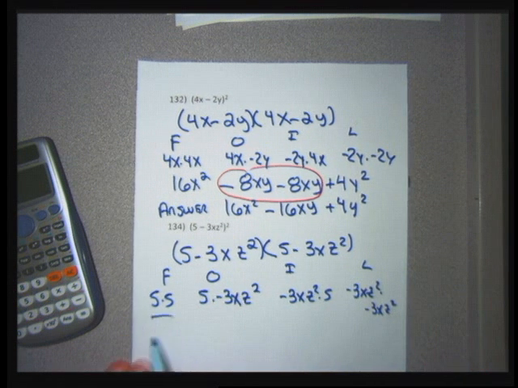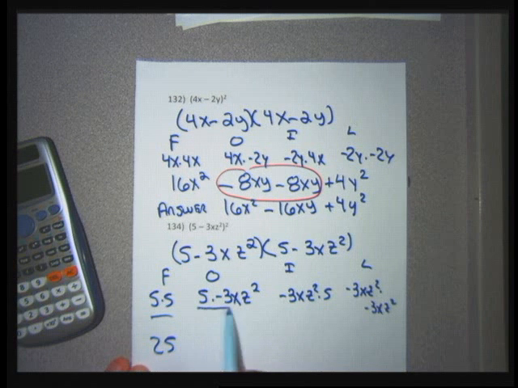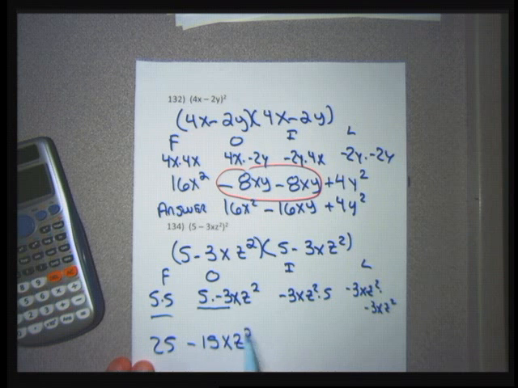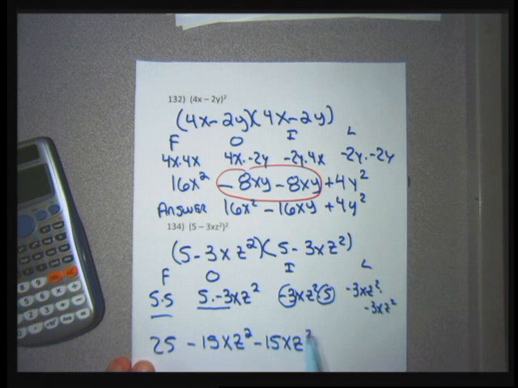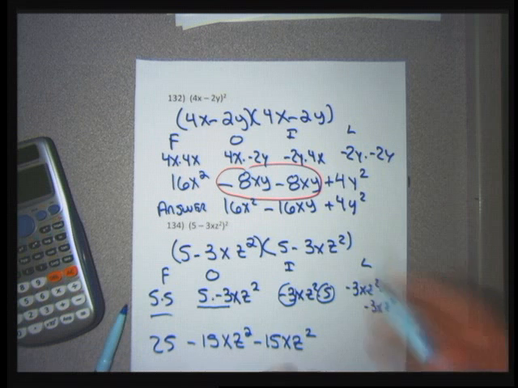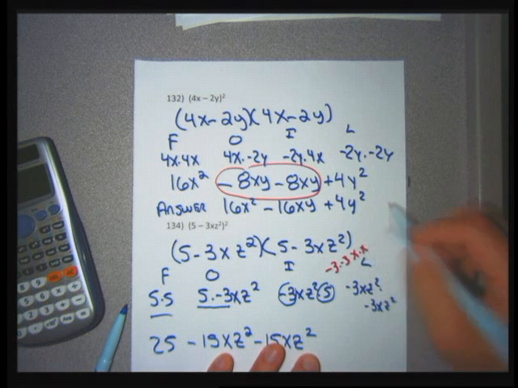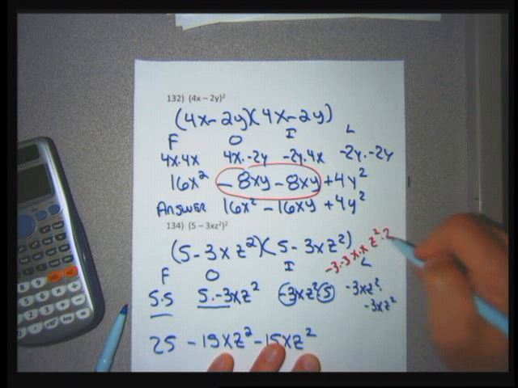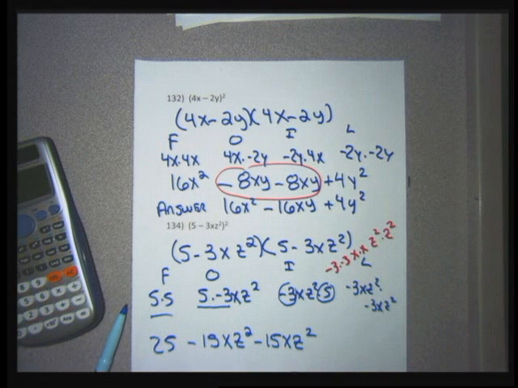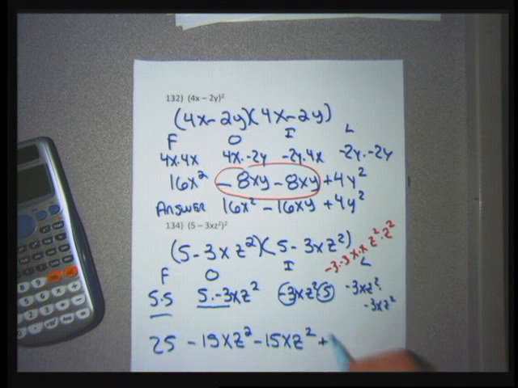Firsts, 5 times 5 gives me a 25. Outers, I just multiply the 5 and the negative 3 and get a negative 15. Leave the xz squared intact. The inners, I multiply the negative 3 and 5 and get a negative 15xz squared. And then for the lasts, I'm going to multiply negative 3 times negative 3, x times x, and z squared times z squared. And that's going to give me a positive 9 for the two negative 3's, an x squared for the two x's, and a z to the fourth for the two z's.